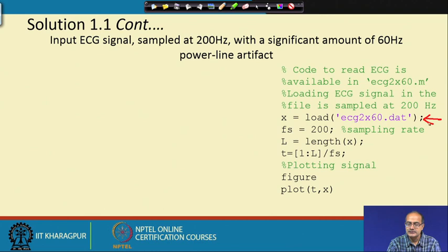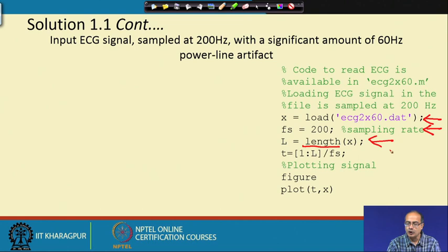So, we load that one dimensional data in the variable x. Next, we make use of the information that the sampling frequency is known. So, we first assign a variable fs equal to 200. Next, we calculate the length of the data, that means for how long the data is collected, and for plotting or any processing, we need to know the number of samples. A simple command, length, gives us the length of the vector x, and we assign that to the variable L.